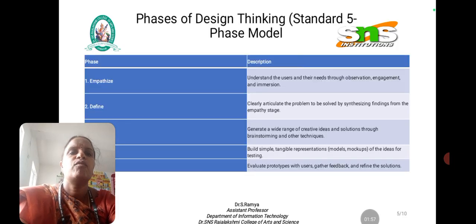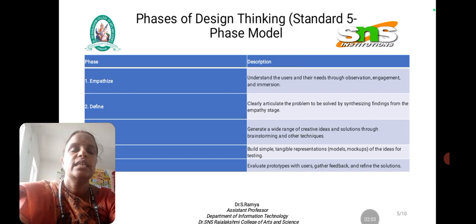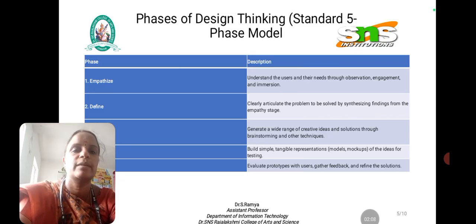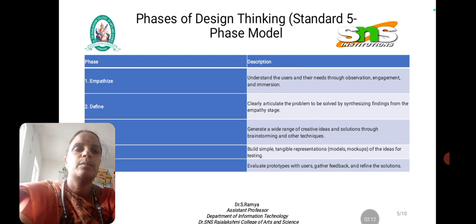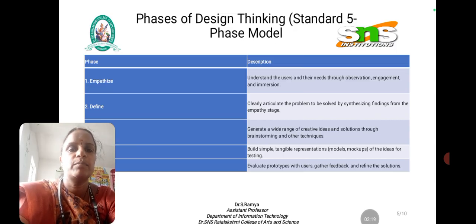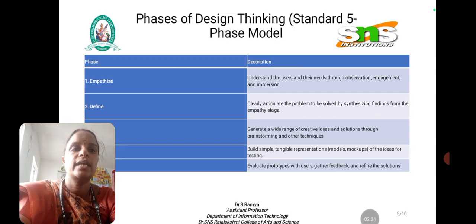The next topic is the five phases of design thinking. The first one is empathize, to understand human needs through observation, engagement, and immersion. The next stage is define: clearly articulate the problem to solve by synthesizing the findings from the empathy stage, whichever data was collected there. The next one is ideate: generate a wide range of creative ideas and solutions through brainstorming and other techniques.